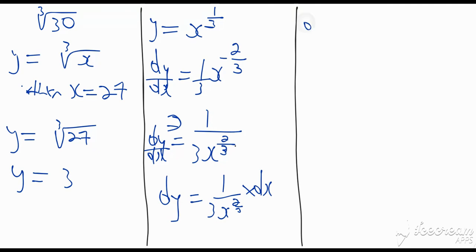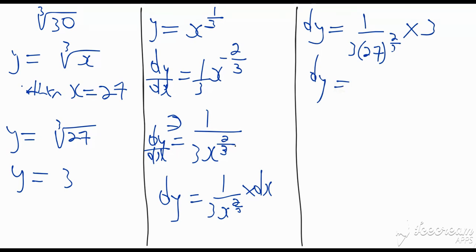So what I'm going to have is that dy is equal to 1 over 3 times 27 to the 2/3, times the change in x, which is 3. So dy is equal to, we probably could say 3 over 3, and of course, when I raise 27 to the 2/3 by laws of indices, I'm going to get 9. So canceling out the 3, I end up with 1 over 9. Now, 1 over 9 is a recurring decimal, which I'm going to get 0.1111. So if I go to 2 decimal places, I'm going to get 0.11.